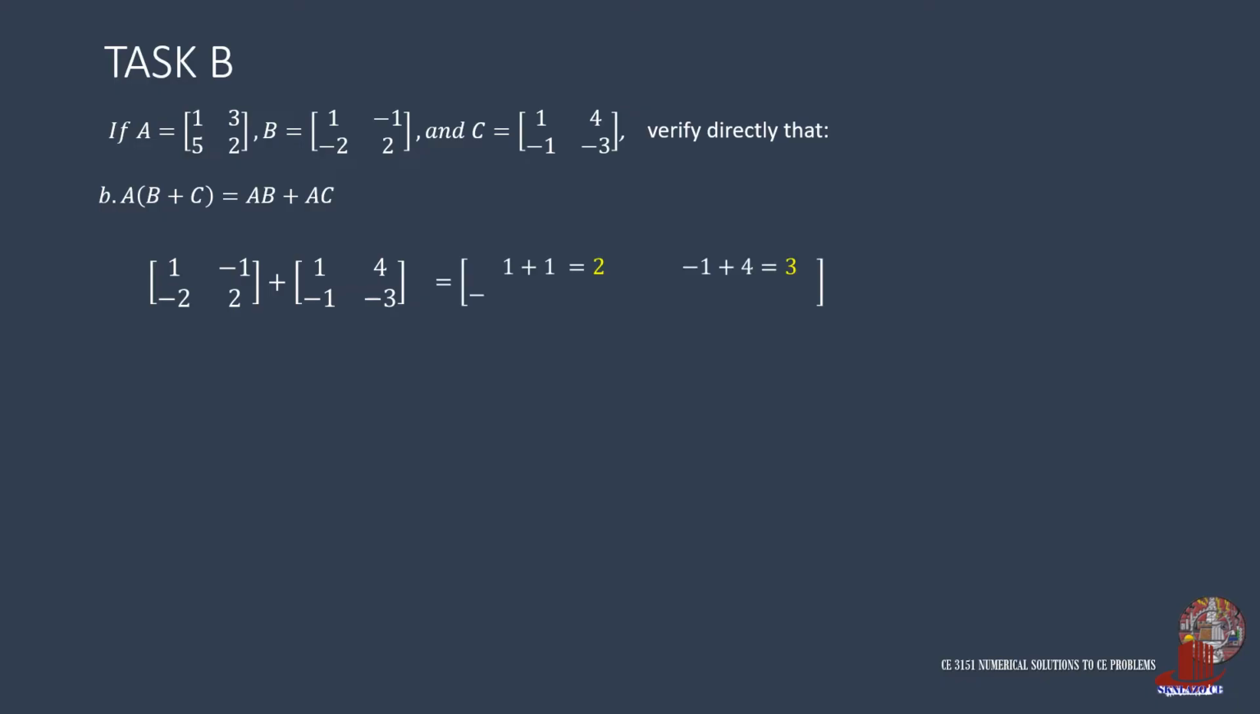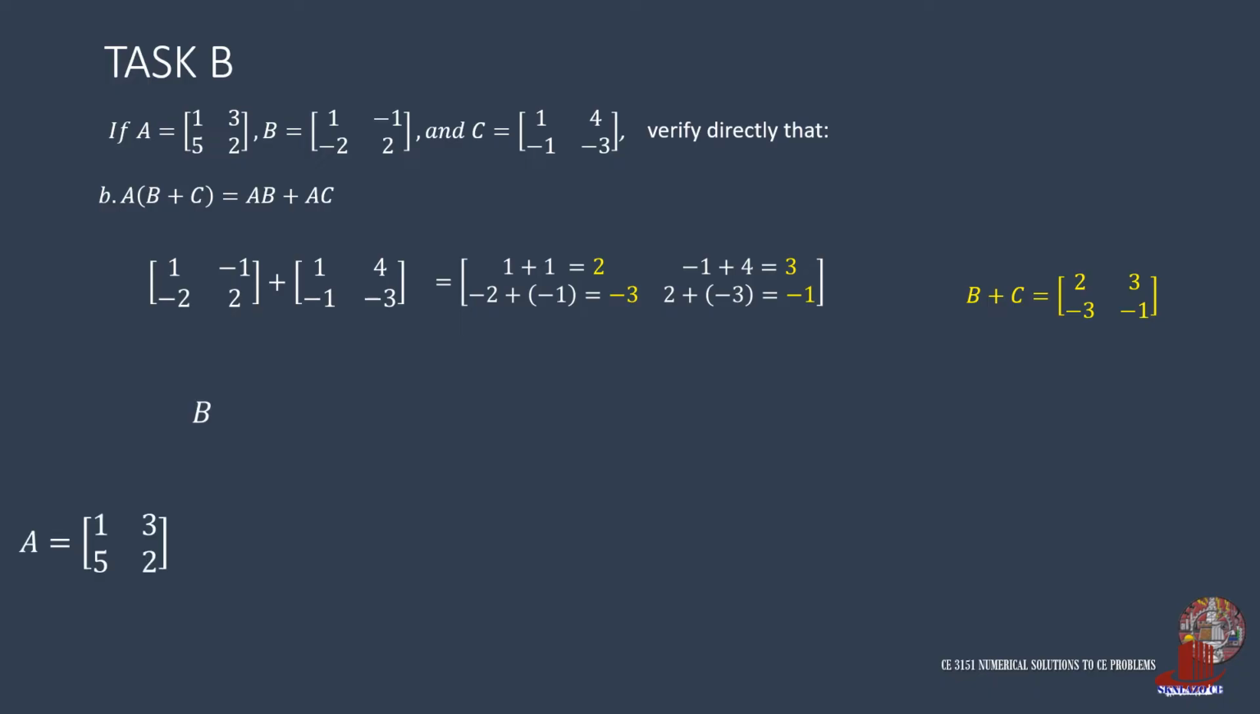So elements 1s should go together, that is 1 plus 1, which is 2. Elements 1, 2 together as negative 1 plus 4, which is 3. Then elements 2, 1 are added, which gives negative 2 plus negative 1, that is negative 3. And elements 2, 2 are added like 2 plus negative 3, resulting to negative 1. So matrix B plus C has the elements 2, 3, negative 3, and negative 1.